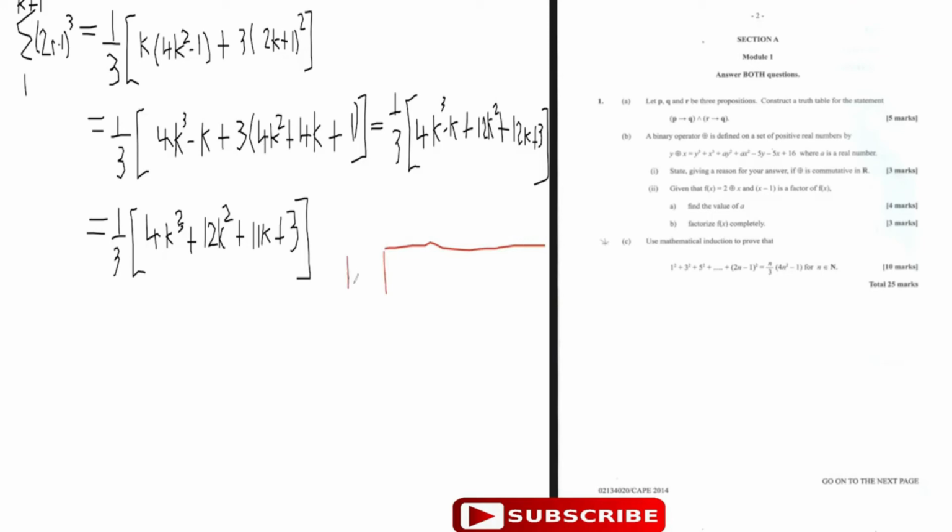We're going to factor out k plus 1. Factoring out k plus 1 out of 4k cubed plus 12k squared plus 11k plus 3. k into 4k cubed leaves 4k squared. 4k squared times k is 4k cubed.